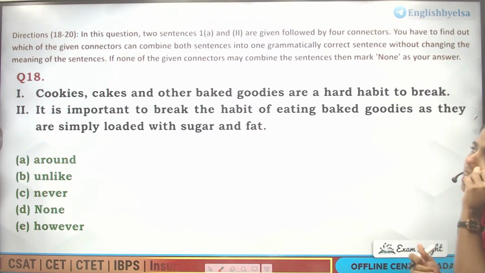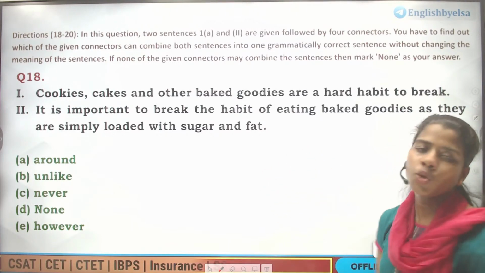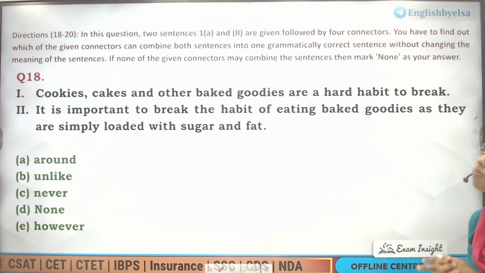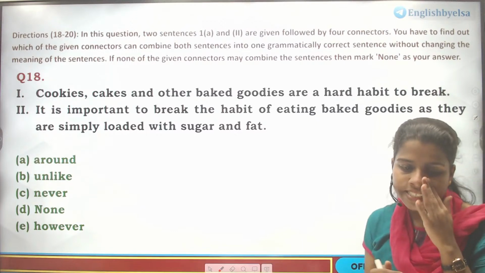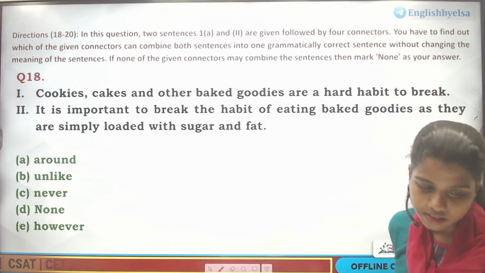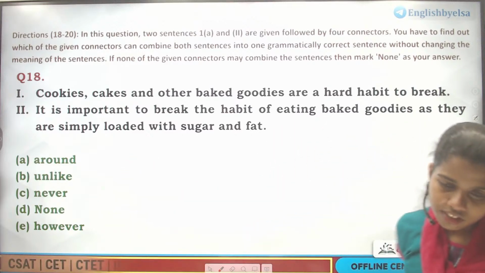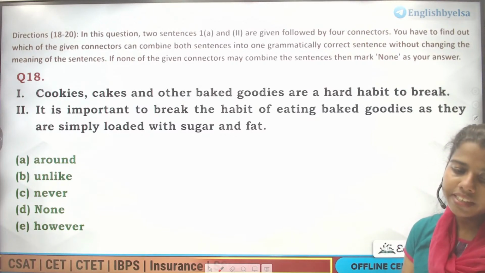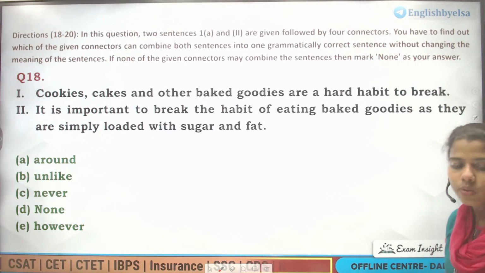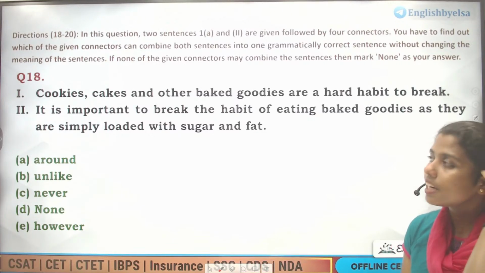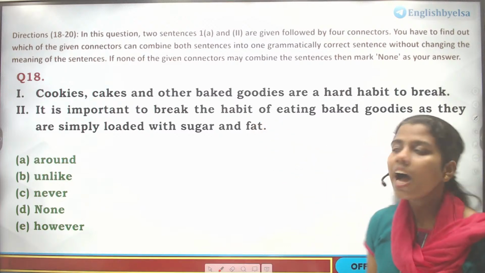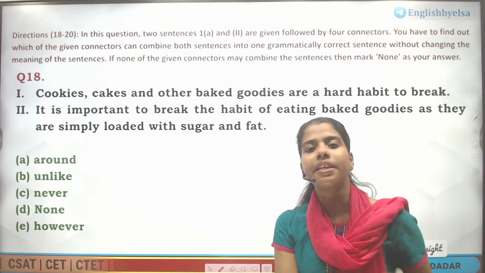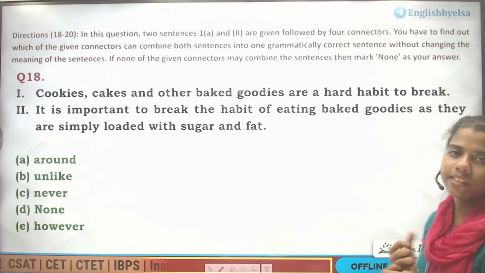Next type of question, for this also I cannot see any such question, so I will have to go through the direction. In this question, 2 sentences are given followed by 4 connectors. These are the connectors given in the options. You have to find out which of the given connectors can combine the 2 sentences into one grammatically correct sentence without changing the meaning of the sentence. That means I will have to make it into one sentence by adding some connector. Which one would be the appropriate one? That I have to choose.